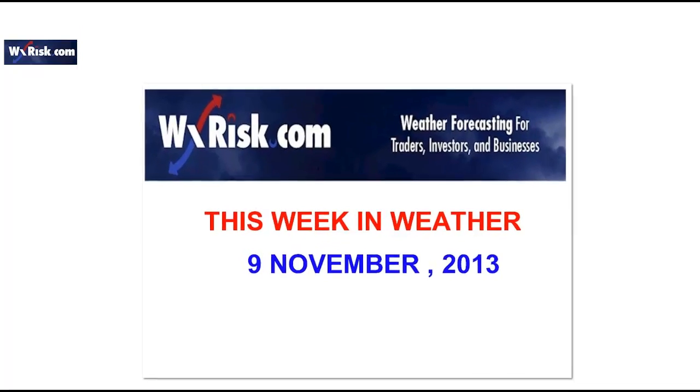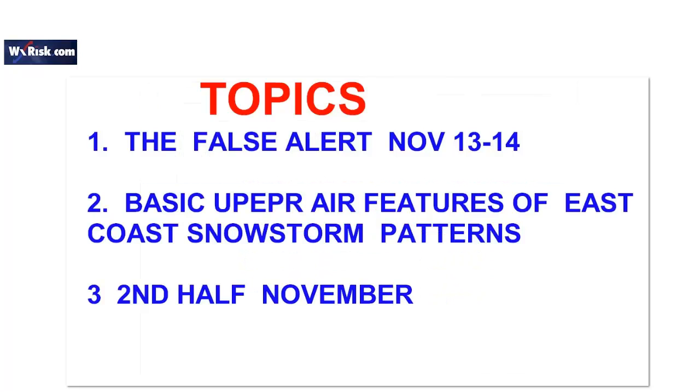In this particular edition, I'm going to be spending some time talking about the false alert or non-event coming up that some of the models were showing for November 13th and 14th. We'll be talking about why that did not work out and the difference between that and the East Coast upper air patterns, which are very important, and also the second half of November. So lots to talk about. Let's get right to it.